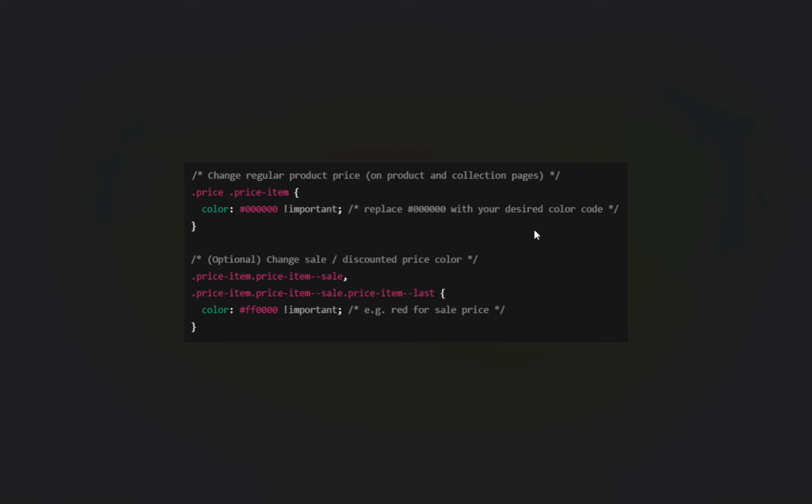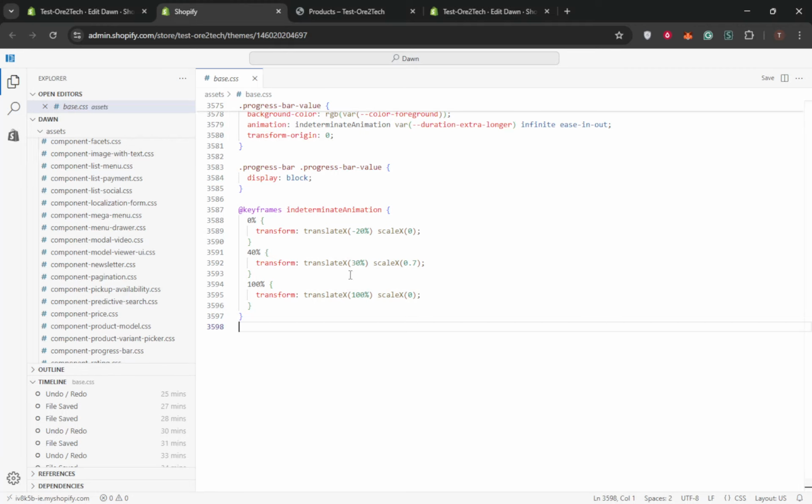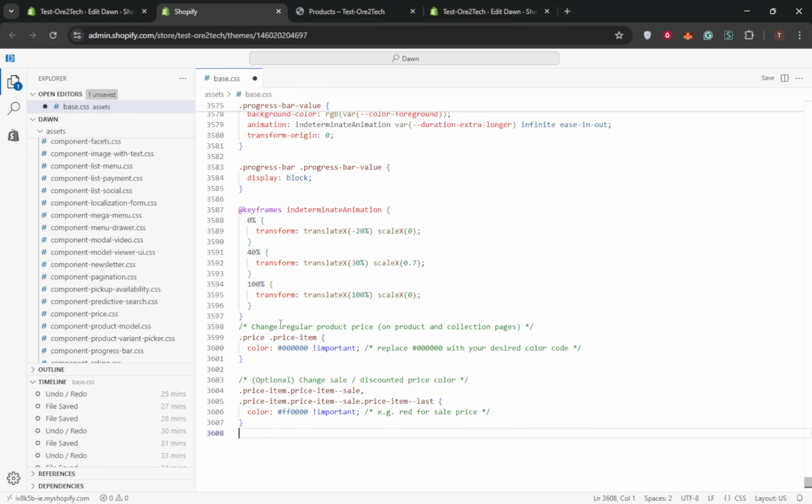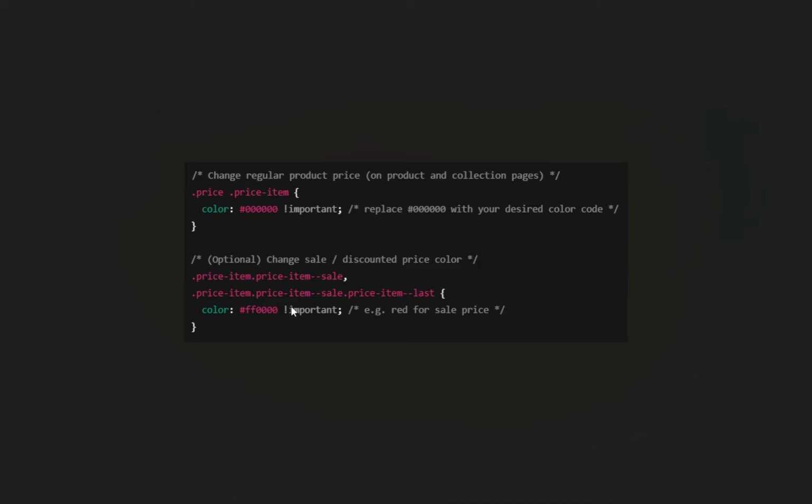Optional. Change sale, discounted price color. Price item, price item, sale. Price item, last, color. Important. E.g. red for sale price.